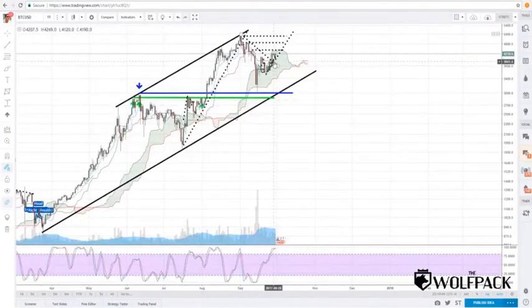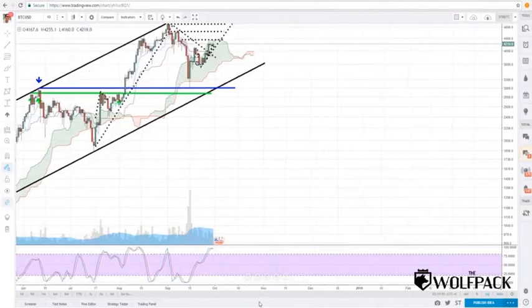Let me see. So I think it's like 40 days or something like that. So from right here, yeah, it's about 40 days. 40 candlestick periods, basically. Zoom this in a bit.